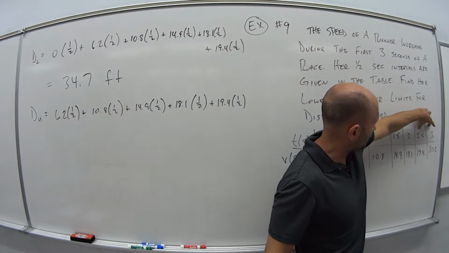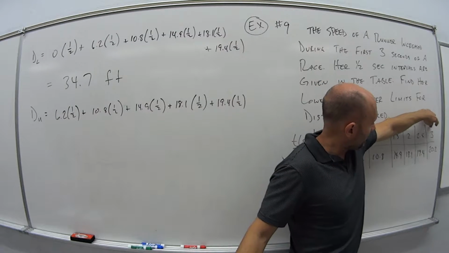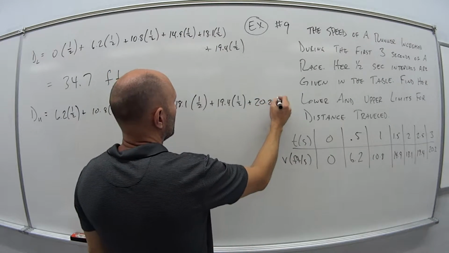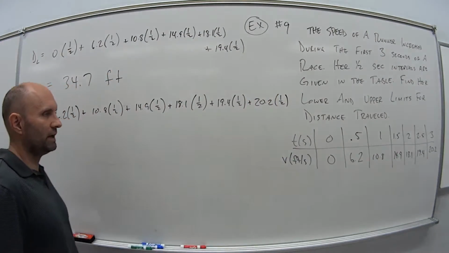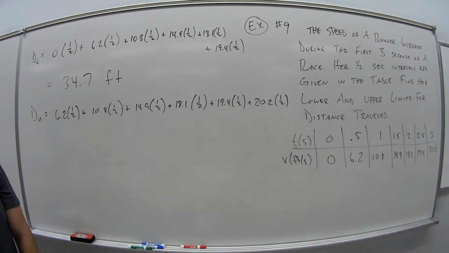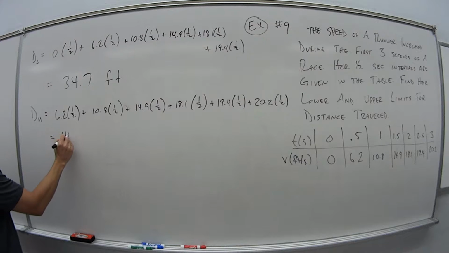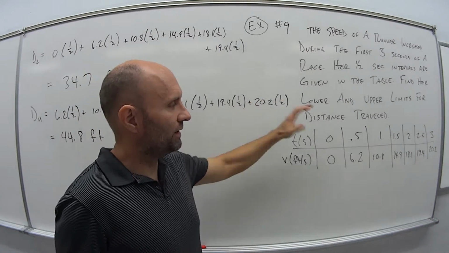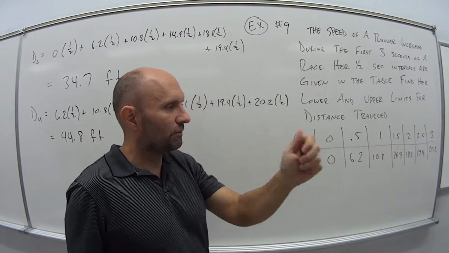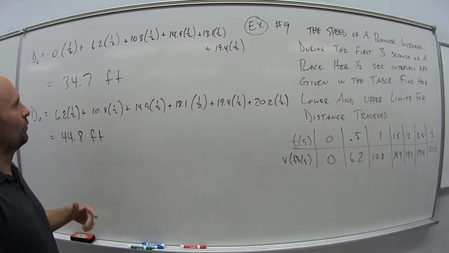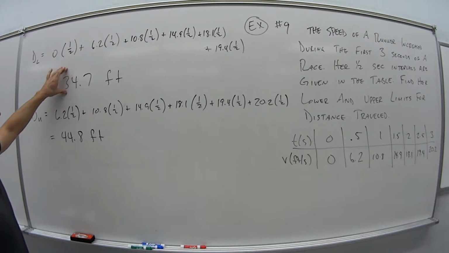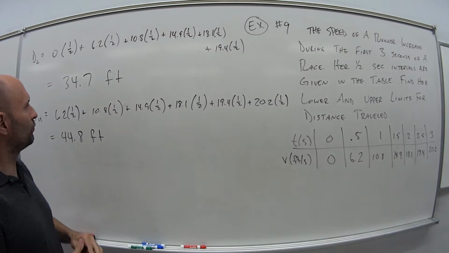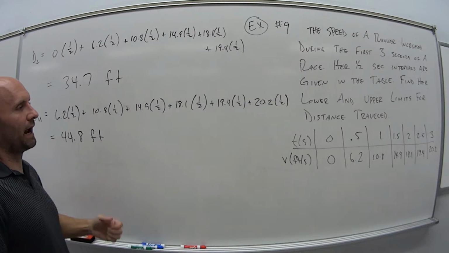And then lastly, our last interval from 2.5 to 3 seconds, the function value in that interval, now we do include that 20.2 times the width of the interval, 1/2. So again, you crunch all these numbers, you should end up with 44.8 feet. So based on this information that we were given, these velocities at half-second intervals, we can determine that she ran between 34.7 and 44.8 feet. Somewhere within that interval is her actual distance traveled.